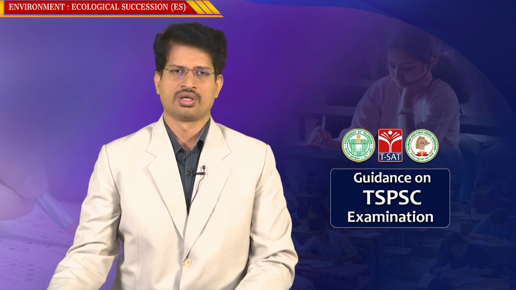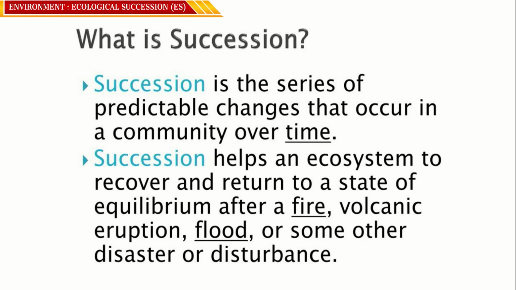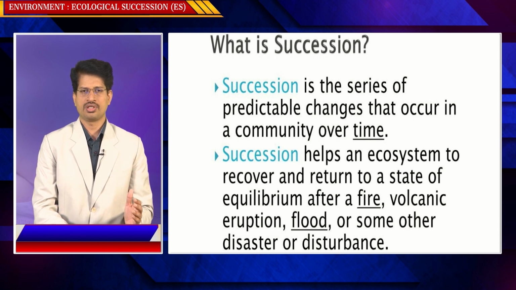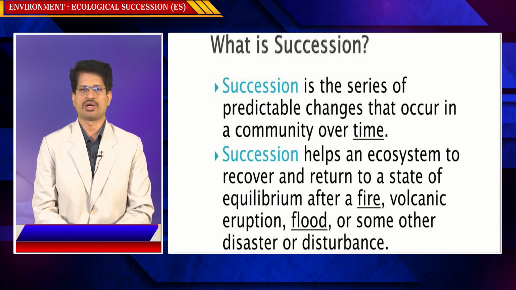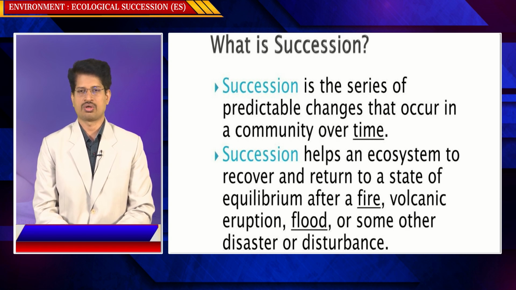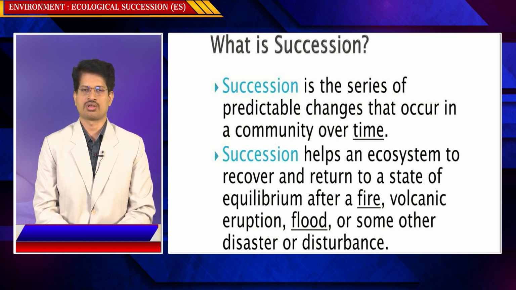In this context, what is succession? Succession is the series of predictable changes that occur in a community over time. A community is a group of species living in an environment interacting together. So a series of predictable changes happens in the biodiversity. Succession helps an ecosystem to recover and return to a state of equilibrium after a fire, volcanic eruption, flood, or some other disaster or disturbance.